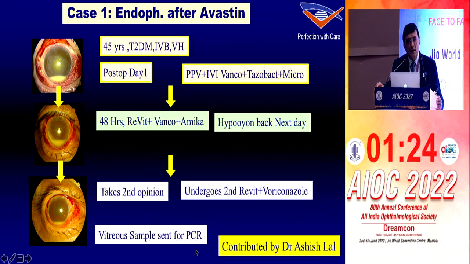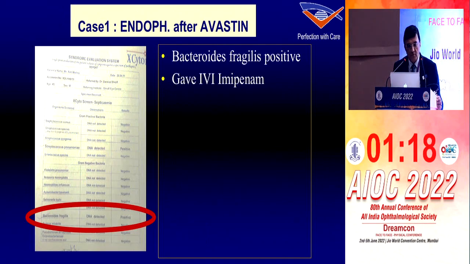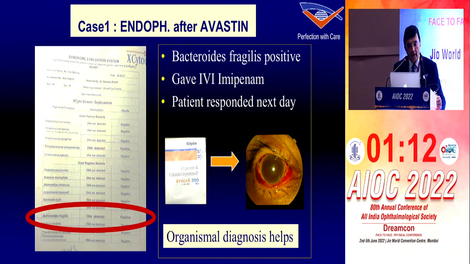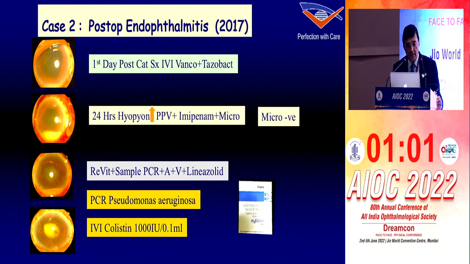So the aim is that we should utilize the facilities of PCR more often. And this is what happened. The patient grew Bacteroides fragilis and was treated with an intravitreal injection of imipenem. So an organismal diagnosis is very important, whether it is done by culture or by PCR.